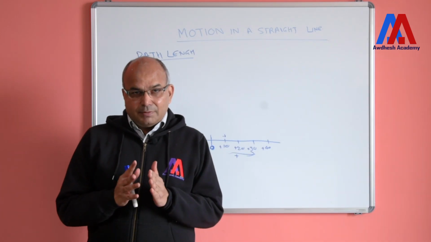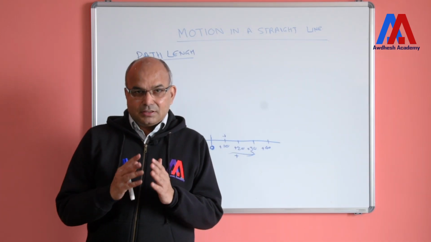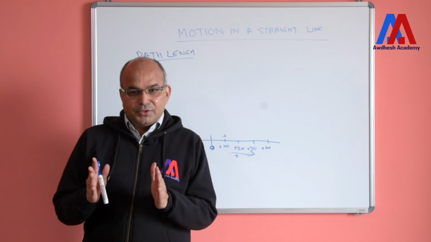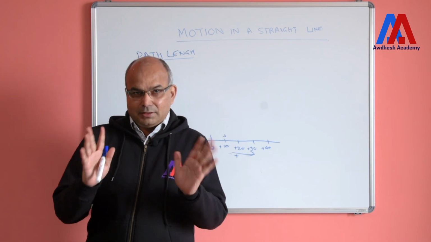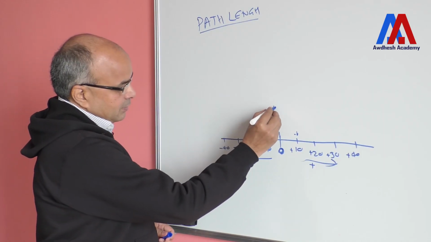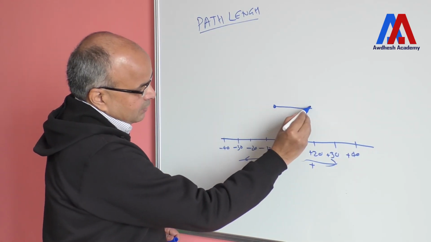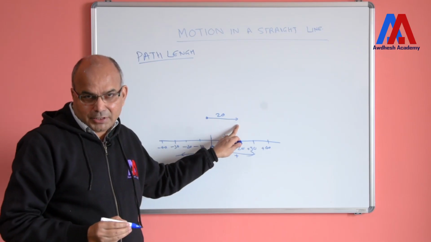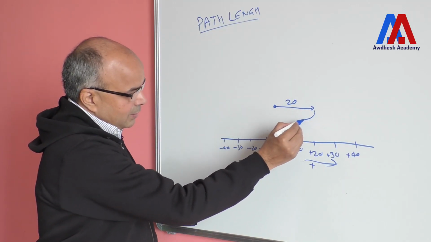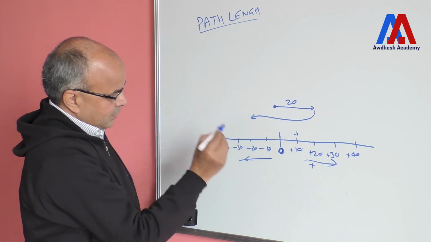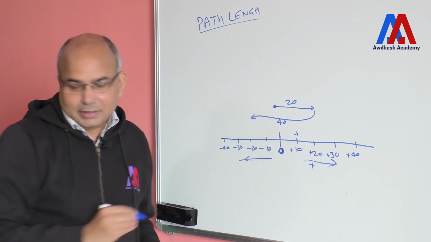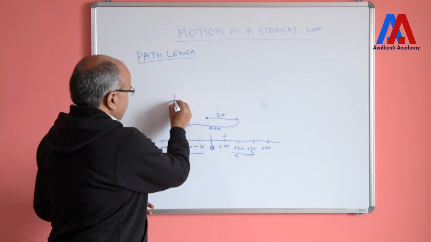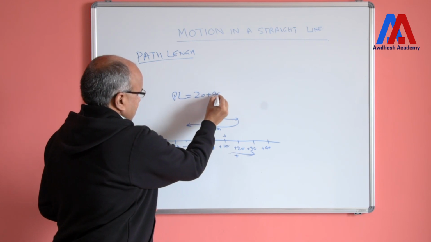So the first important concept we have to understand in this chapter is path length. What is path length? Path length is basically the distance covered by an object from one point to another. This is simple path length. So let us say you start from this point and you cover say 20 meters distance here. The path length is 20 meters. Now let us say from this point you turn back and you come here again to minus 20, and thereby you covered 40 meters of distance. Then the path length will be 20 plus 40.